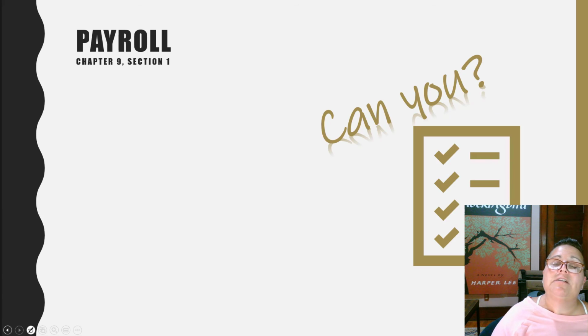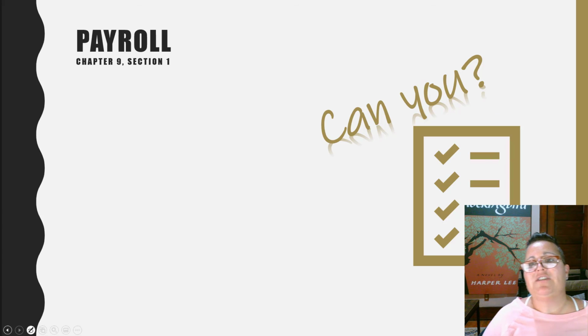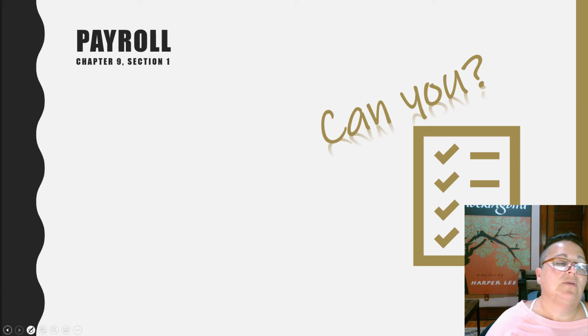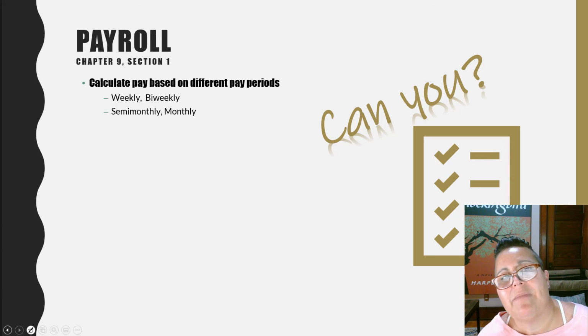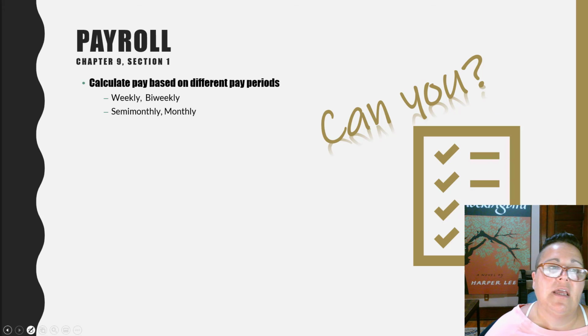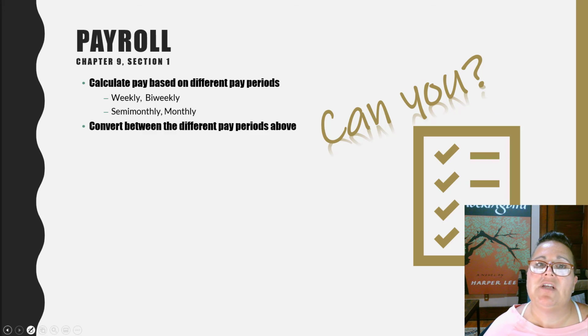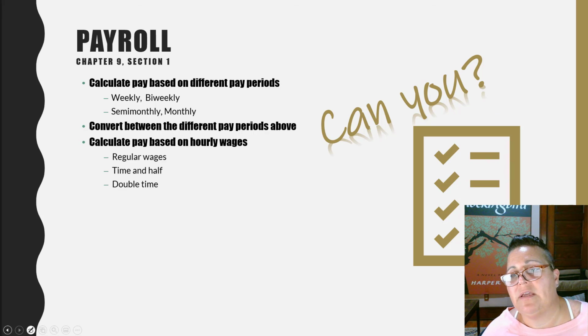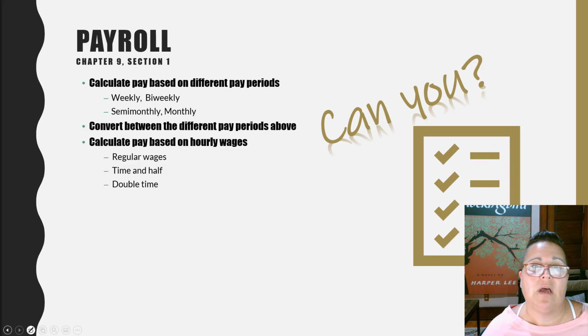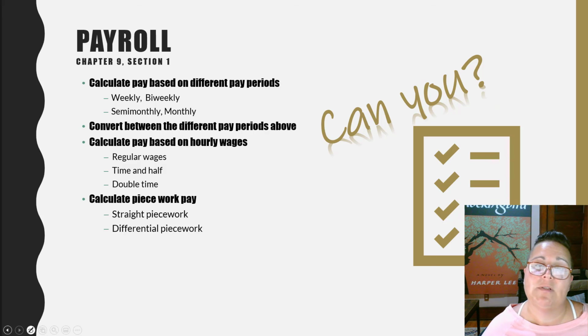Right? That was our last example. So now we want to check and make sure you feel confident doing the following. Do you feel like you could calculate pay based on different pay periods? If it was a weekly check, a bi-weekly check, a monthly or semi-monthly check? And do you feel fairly confident converting between those different pay periods? Can you calculate pay based on hourly wages? This includes regular pay, overtime, holiday, time and a half, or double time.